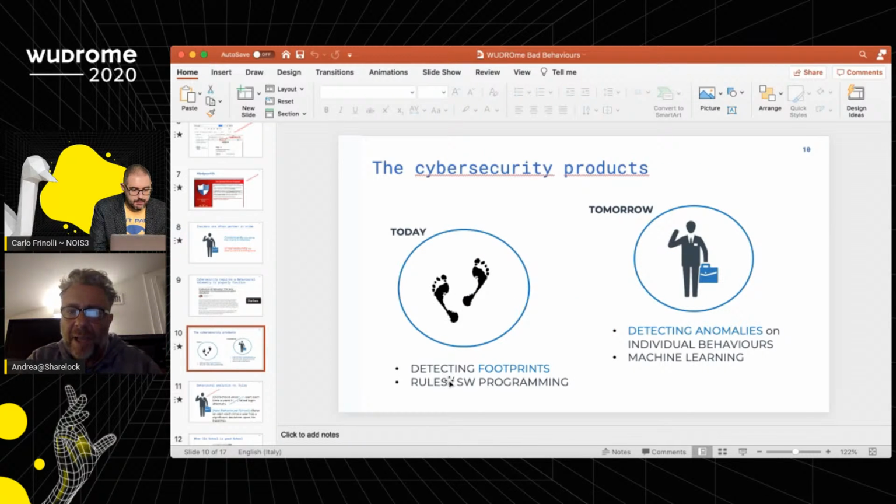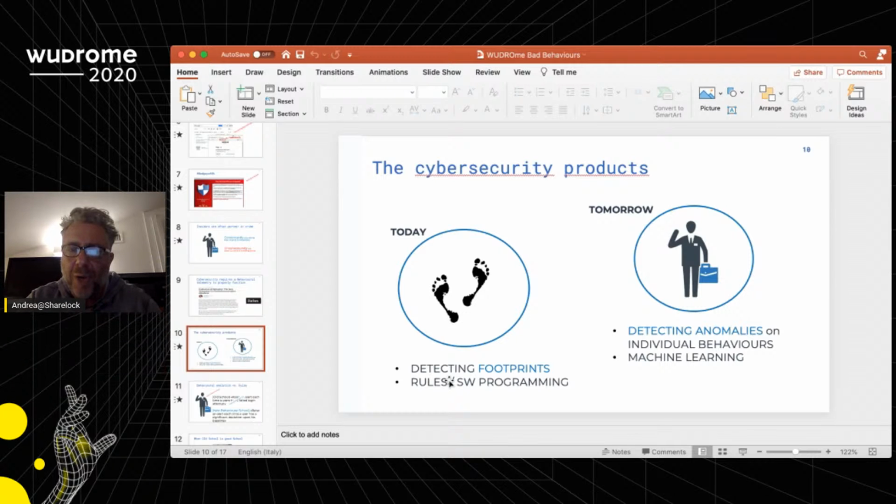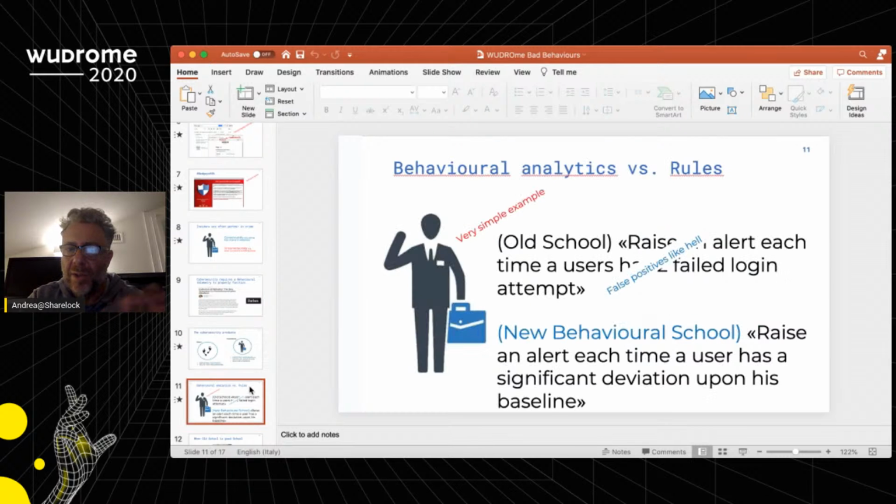As I said, most of the products today are still detecting footprints. Tomorrow is detecting anomalies based on behaviors. And if I move to the slide that I was presenting, it's a very simple example of what you can do with behavior analytics versus rules.